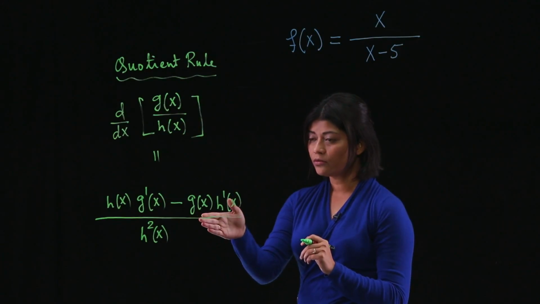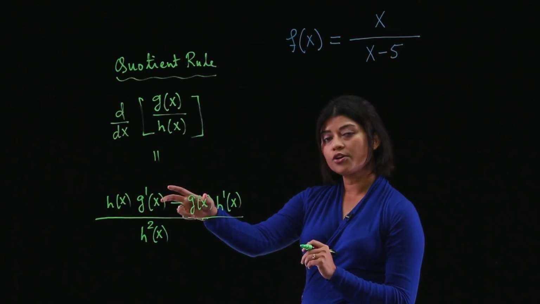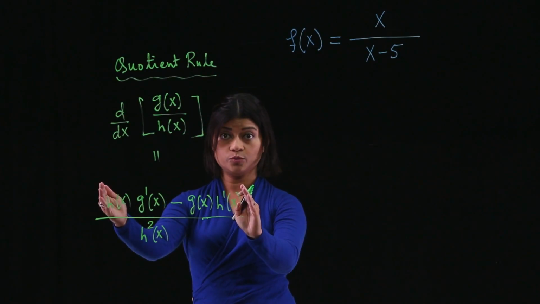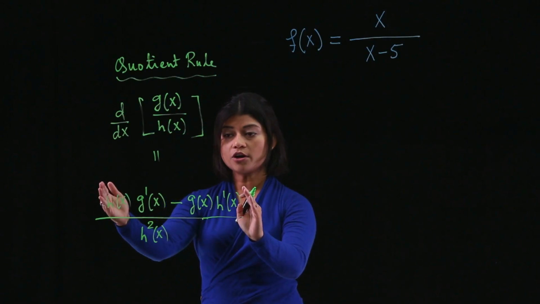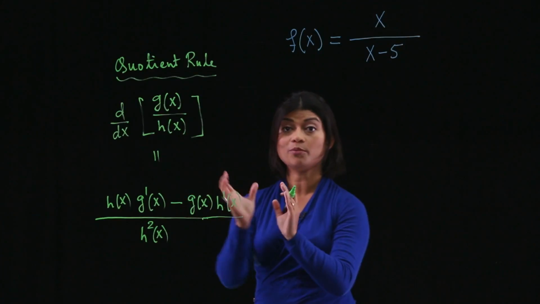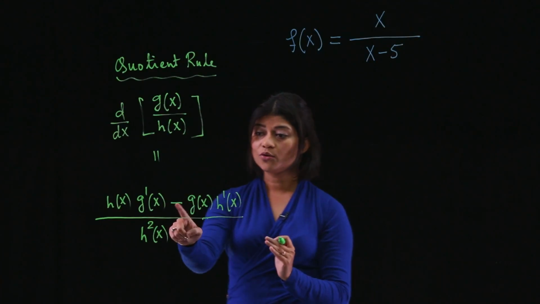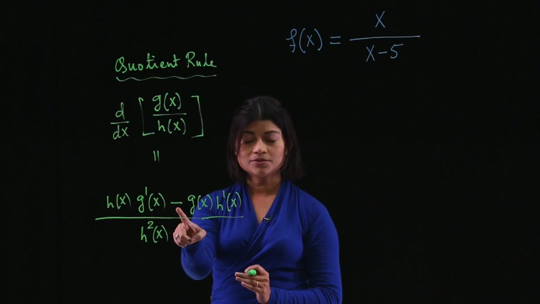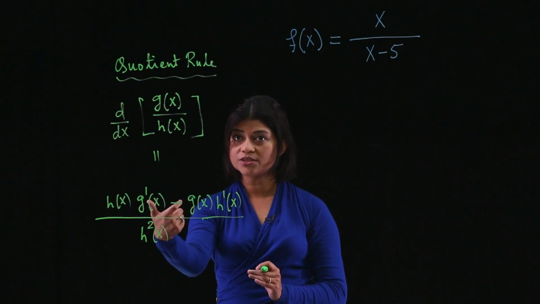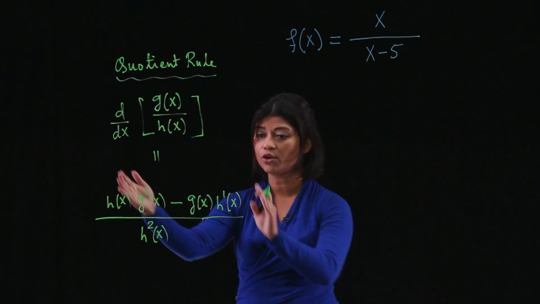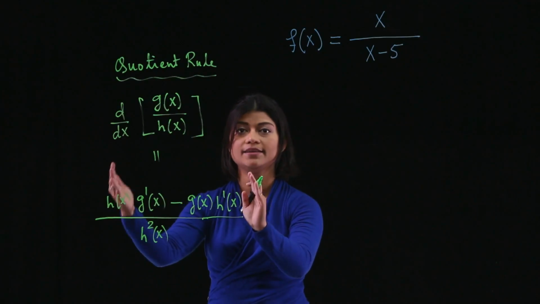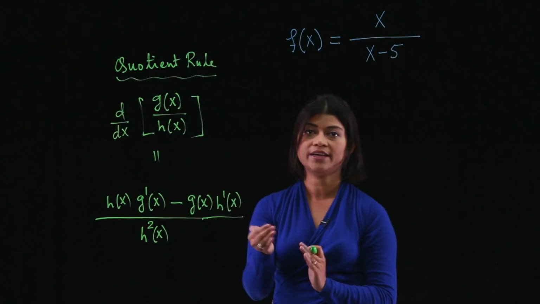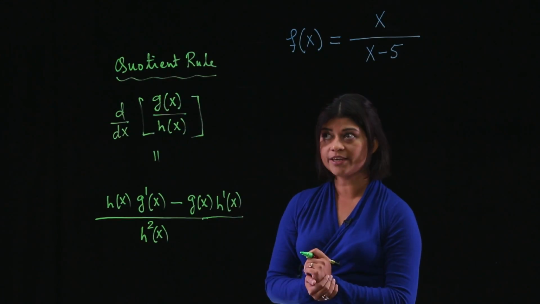Please be careful. Recall in product rule, we have a similar expression in the numerator here. But in product rule, both terms are positive. Here, one of the terms, the second one, is negative. So you cannot switch them. You have to be careful that the order has to be exactly like this. It has to be h g prime minus g h prime. So just be careful about that.